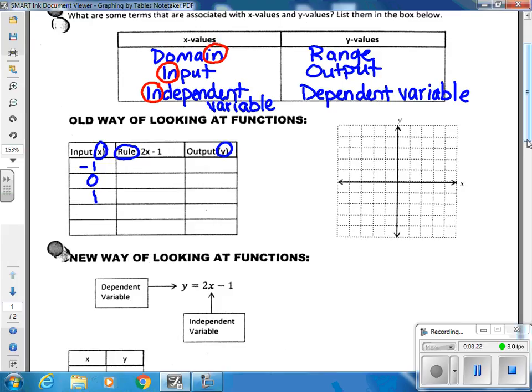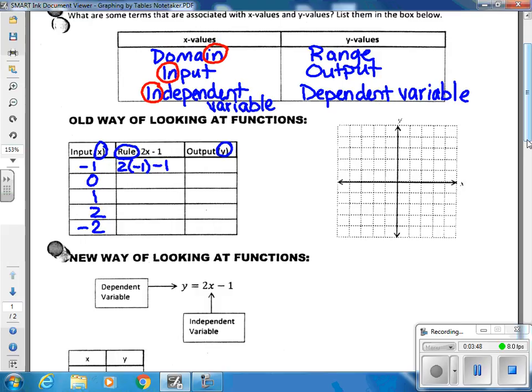Now, because we need to fill in 2 more, let's go ahead and go 1 more above it. So instead of +1, we'll go to +2, and we'll go 1 more below -1 and do -2. They do not have to be in order. You can have them in any order you want to as long as it follows through. So in the rule column, you literally plug your x into the x spot and then do the math. So we have 2 times -1 minus 1.